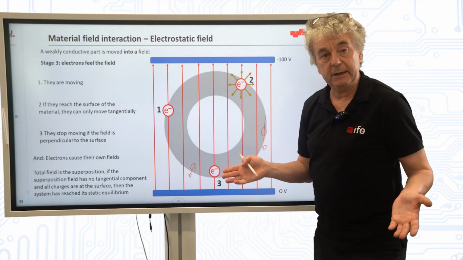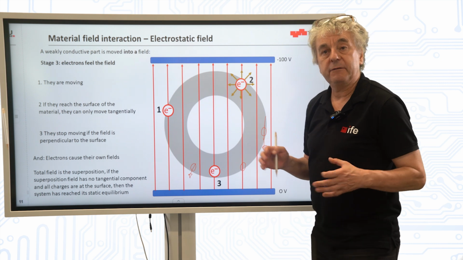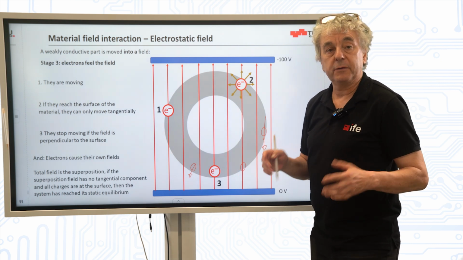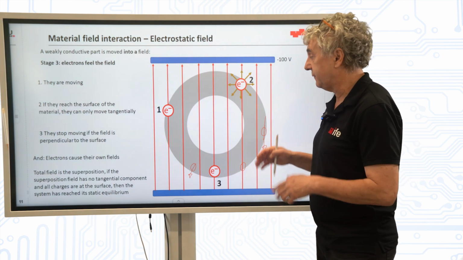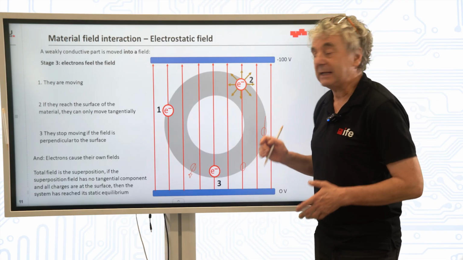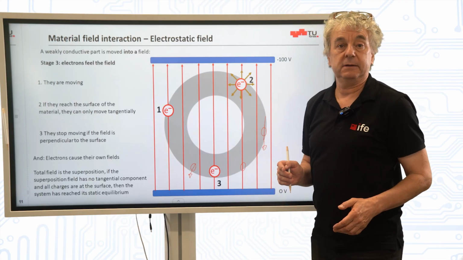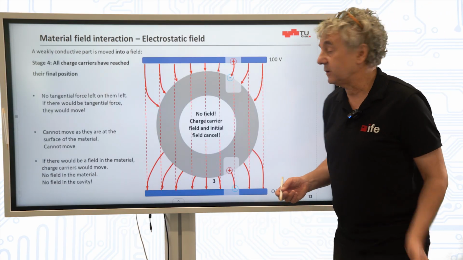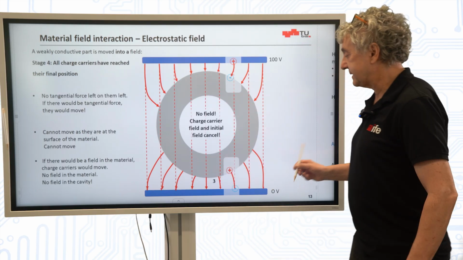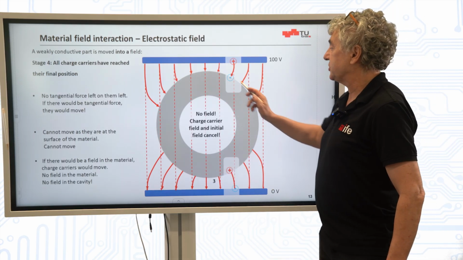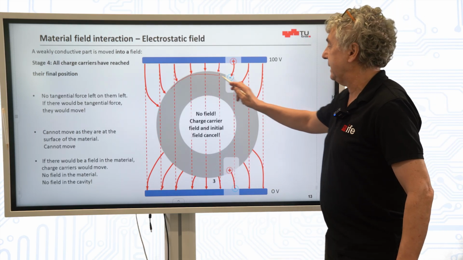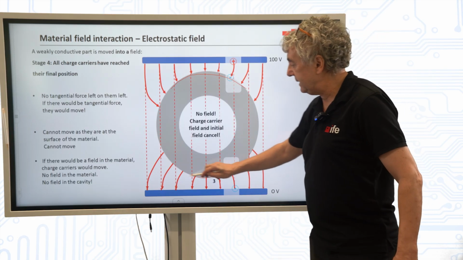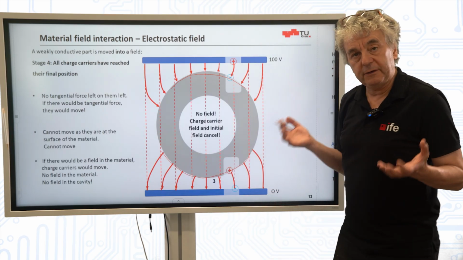We have again an initial field, and then we have a field from the electrons. So the real field is a superposition of the fields from the electrons plus the excitation fields. So we come up to a situation where there's our slightly conductive cylinder. We have charge carriers here on the outside, and the total field sums up.